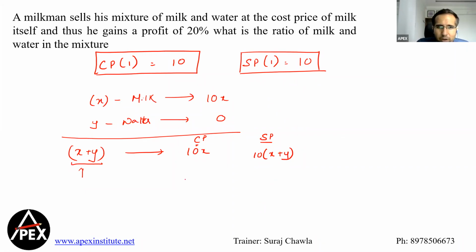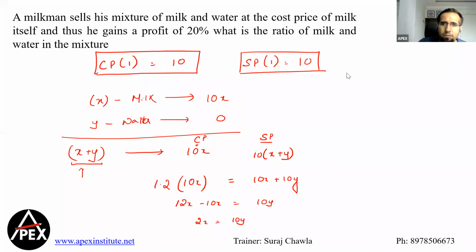Quick responses. So can I say my cost price is equal to 10x and my selling price is equal to 10x plus 10y? And in the whole process, the question says I have made a profit of 20%. So can I say cost price into multiplying factor is equal to selling price? So what do I have here? I have 12x. From there, I get 10x here, which is equal to 10y. Or I have 2x is equal to 10y. Clear? So in the end I have x by y is equal to 5:1, not 4:1.